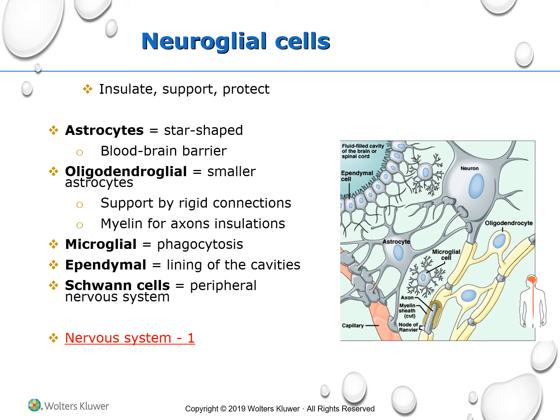We have the ependymal cells that are lining the ventricles of the brain, and those are the fluid-filled cavities, and we'll discuss them next lecture. And those cells are forming a barrier between the nervous tissue of the central nervous system and the fluid filling the ventricles, the cerebrospinal fluid.